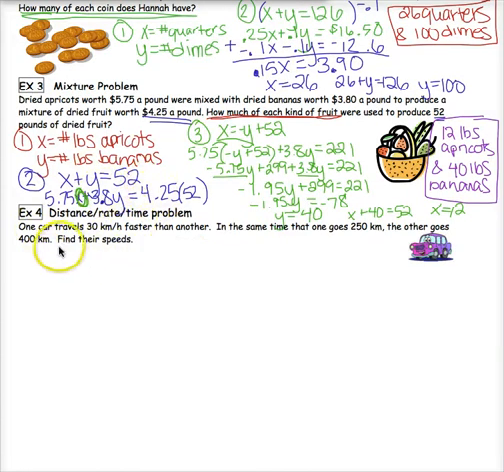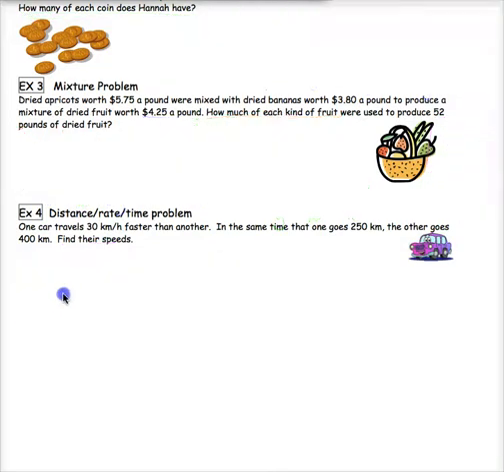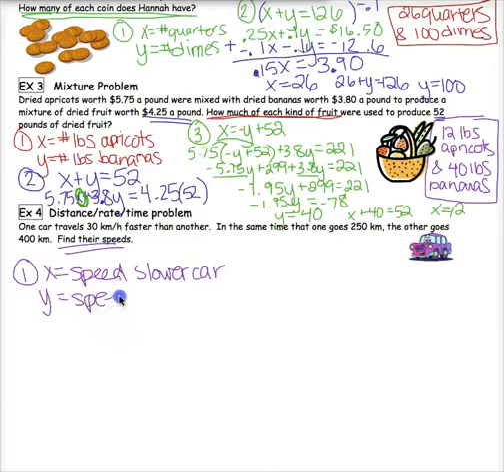So first thing, identify what I'm looking for. I'm trying to find their speeds. So I'm going to make x equal the speed of the slower car, and I'm going to let y equal the speed of the faster car.